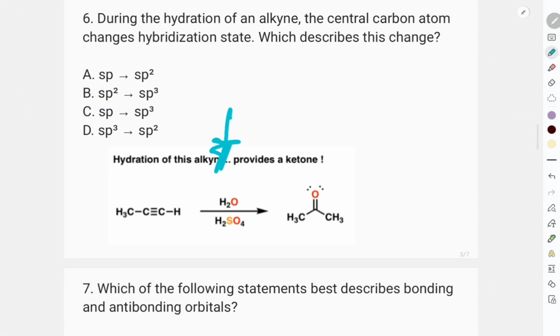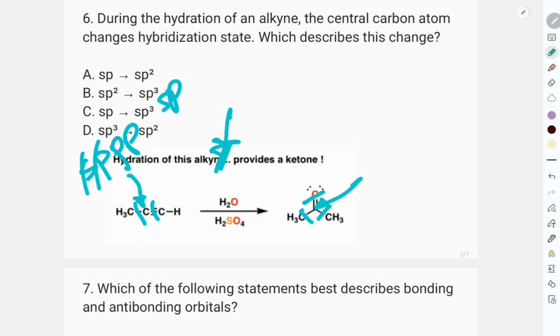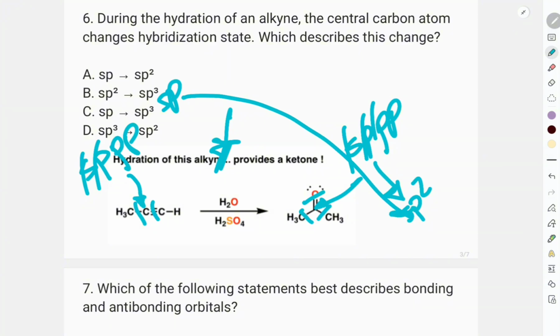So I'm gonna do our little trick. I'm gonna determine the hybridization of the central carbons. In this case, this would be sp hybridized, because if I put down my letters, there are 2 areas of electron density, which makes it sp. In this molecule, on the other hand, there are 3 areas. So if I put down my letters, that is 1, 2, 3, which makes it sp2. So this went from sp to sp2, making our answer A.